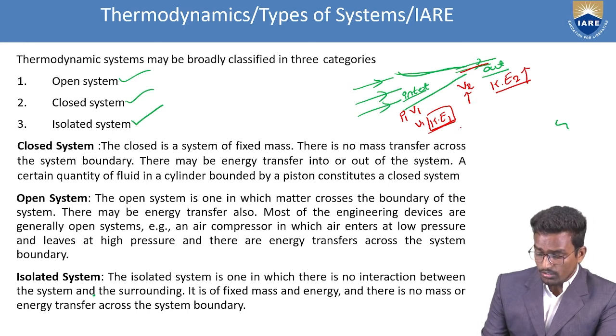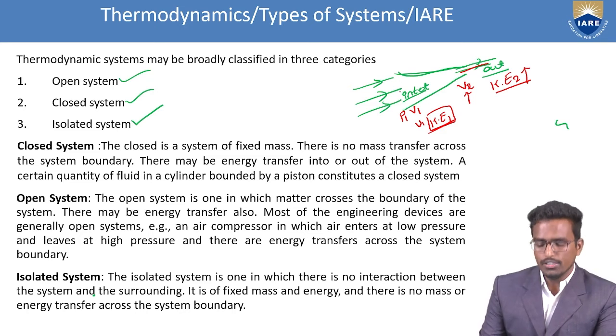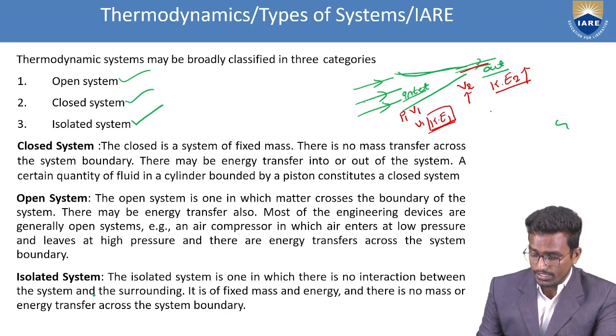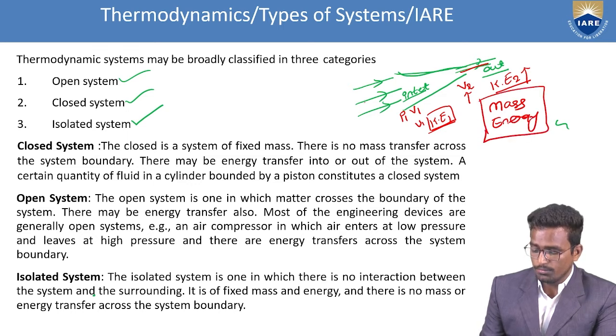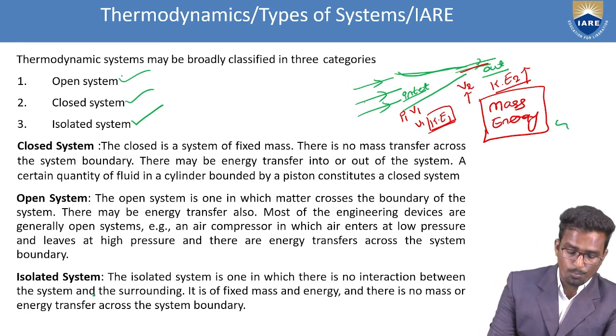So energy is being converted from one form to another form, that means from a lower grade to a higher grade. And also some flow of fluid is happening from inlet to outlet. That means I am transferring mass as well as energy. If the system is transferring both mass and energy, that type of system we call an open system.